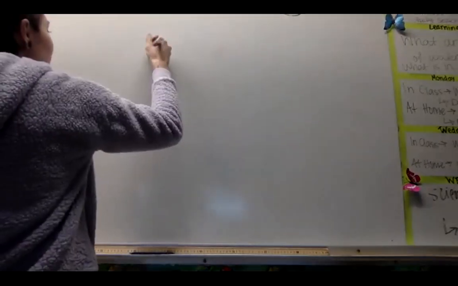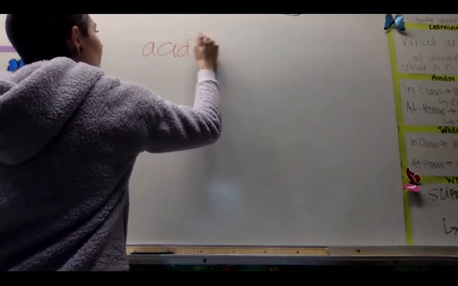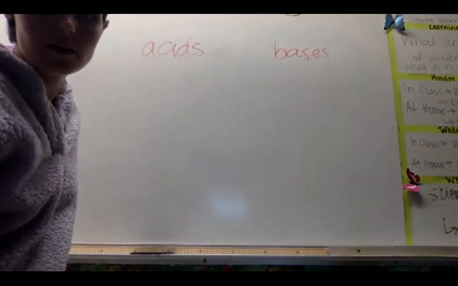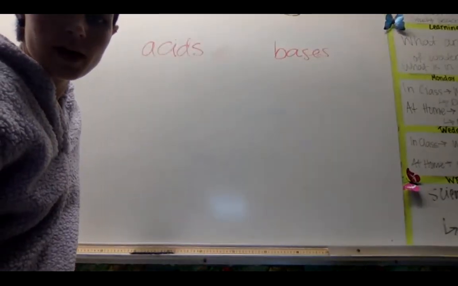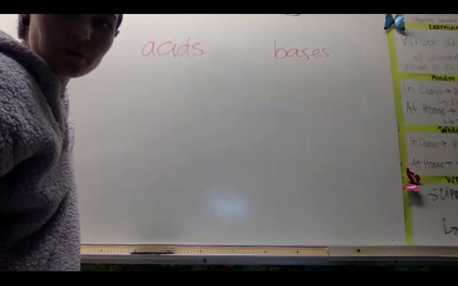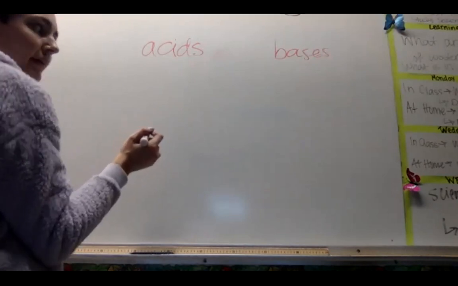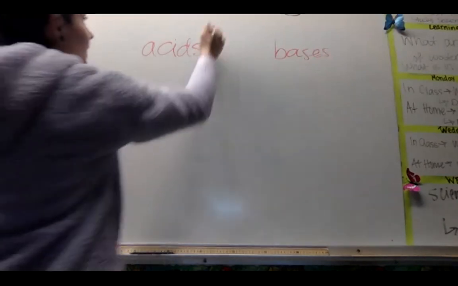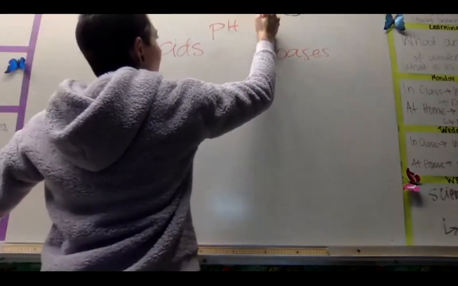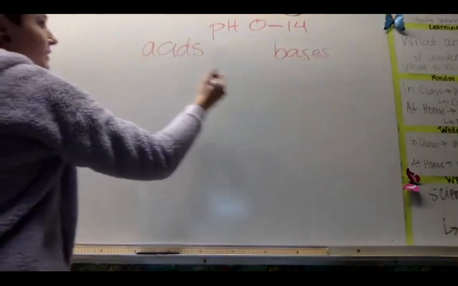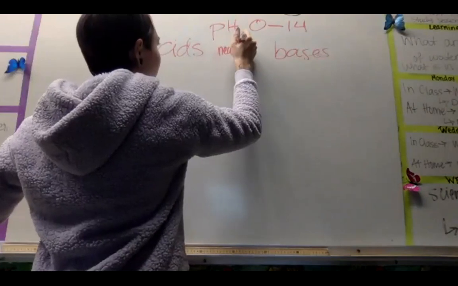So looking at acids and bases, what numbers on the pH scale represent acids? Can you guys tell me? If my pH scale is from 0 to 14, which numbers are acids, which ones are bases, and which one is neutral?